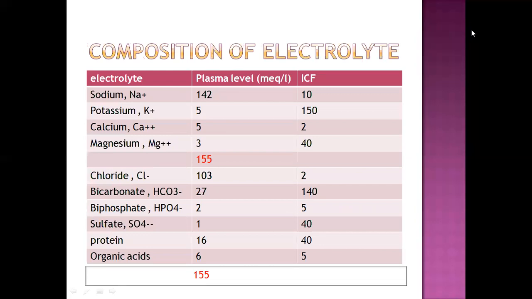This is the composition of electrolytes in the body: sodium, potassium, calcium, magnesium, and chloride, bicarbonate, biphosphate, sulfate, and protein and organic acid at the last.